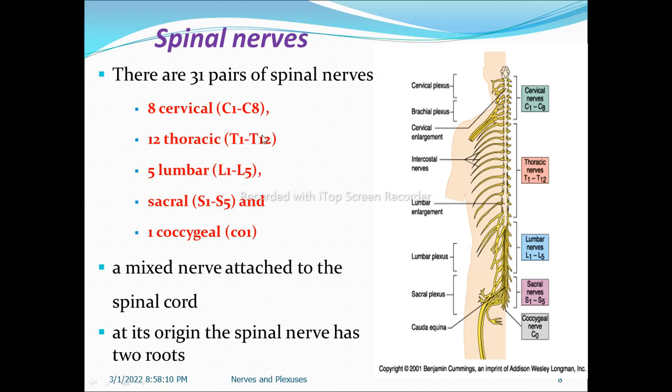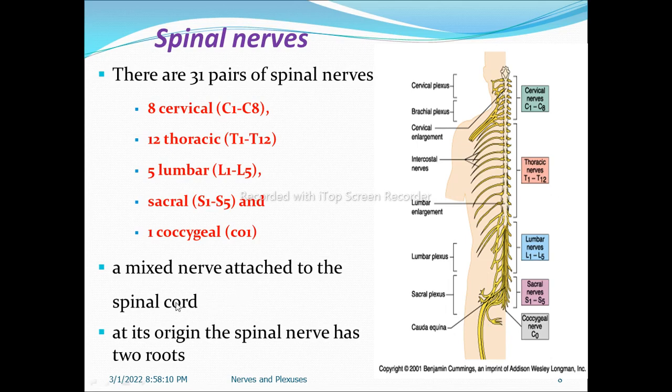So our concern is about spinal nerves and their plexuses. We have 31 pairs of spinal nerves. Among these, 8 are cervical nerves from C1 up to C8, and 12 are thoracic nerves from T1 to T12, and 5 are lumbar nerves, from lumbar 1 up to lumbar 5. This is the cervical nerves, this is the thoracic nerves, this is lumbar, and this is sacral and coccygeal. 5 are sacral, from sacral 1 up to sacral 5, and 1 is coccygeal.